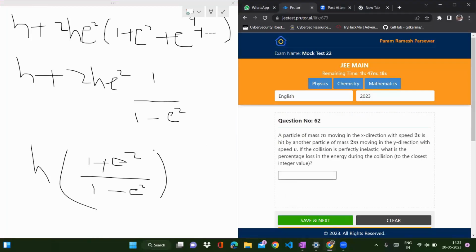Now here is the second question. In this question, a particle of mass m is moving in the x direction with speed 2v, and is hit by another particle of mass 2m moving in the y direction with speed v.